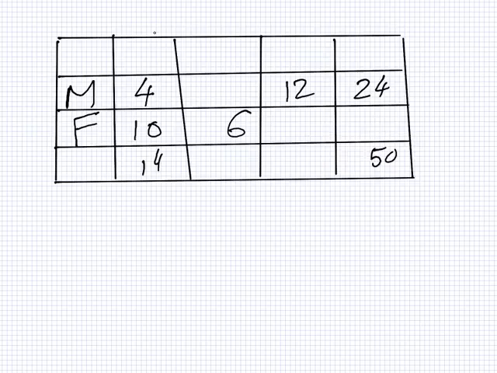Oh, and sorry, on the top, let's say these are grades. A grade, B grade, and C grade, and then we can have male or female, and then the last row and column is the total, as you know. Total, and then total.